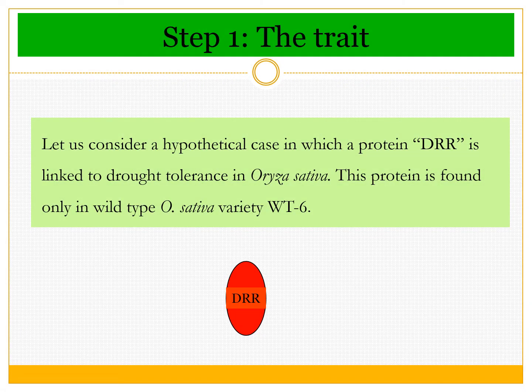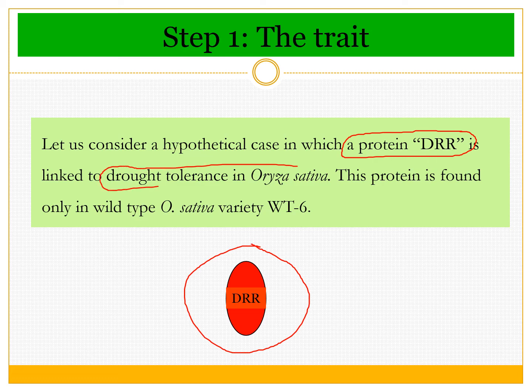Let us look at a case study. So in this case, we are looking at a single gene which encodes a particular trait. Okay, so this is a protein which will confer drought tolerance in Oryza sativa. However, this protein is only found in the wild type variety of Oryza sativa, but the wild type is not fit for commercial breeding because it has undesired characteristics.